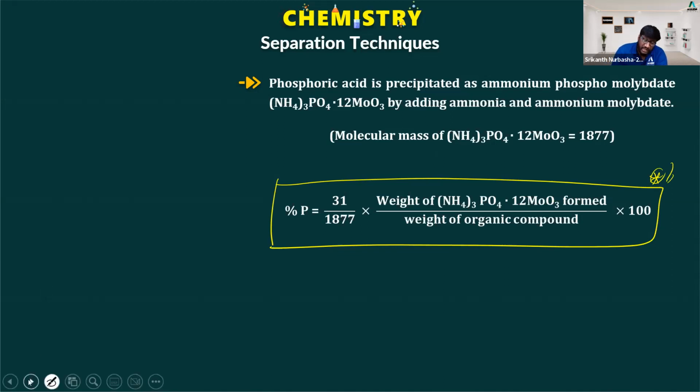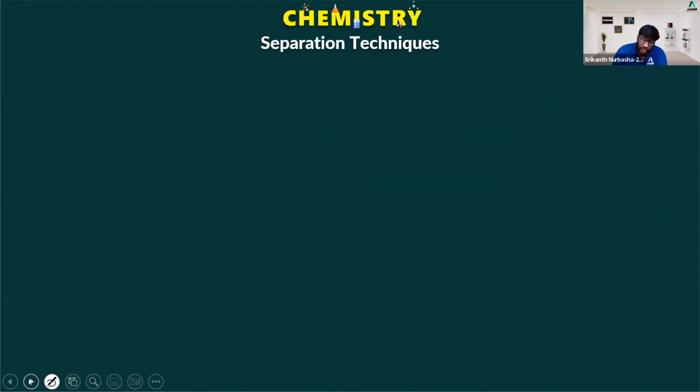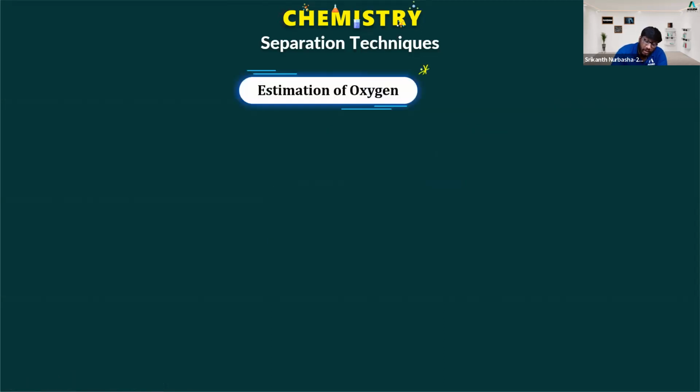The next one, the last one, is estimation of oxygen. How to estimate oxygen? Yes, Karthik says Mg2P2O7 for the magnesium pyrophosphate. Very good.